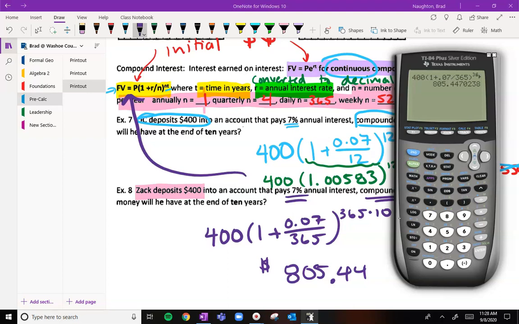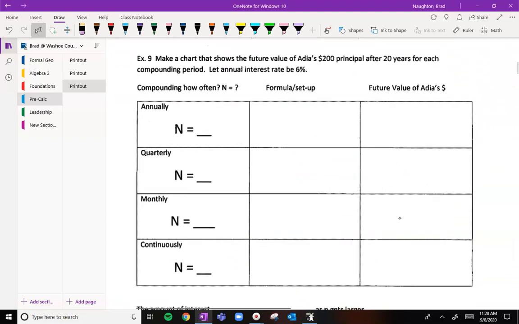Cool? All righty, ladies and gentlemen, we are almost done here. Let's go to this next part, and we'll do this super quickly. In this example, we're just trying to tell you, if you look at all these different times, what happens? Okay, so we're going to say you have 6%, $200, 20 years. Annually would be 1, quarterly is 4, monthly is 12, continuously means we're going to use our e equation. So we're finally going to use PERT.